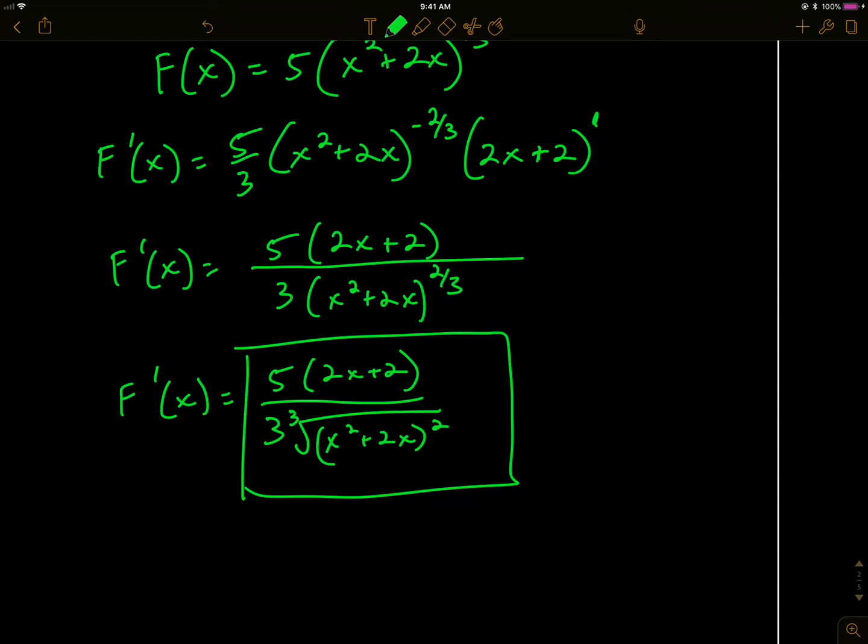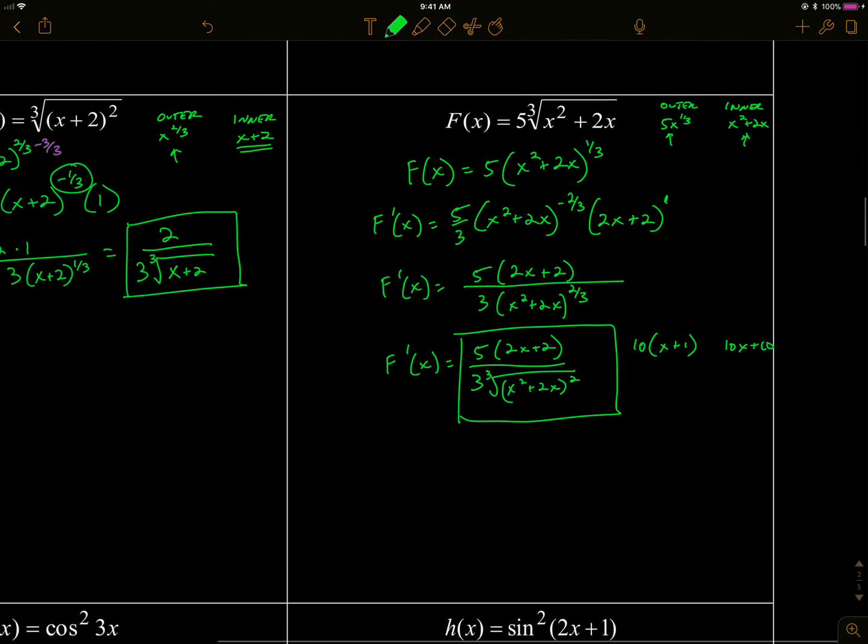Some of you would factor out the 2 up top and call it 10 times x plus 1 up top. Or we can multiply it back out and get 10x plus 10 if we multiplied the 5 out. Any one of those numerators is acceptable.